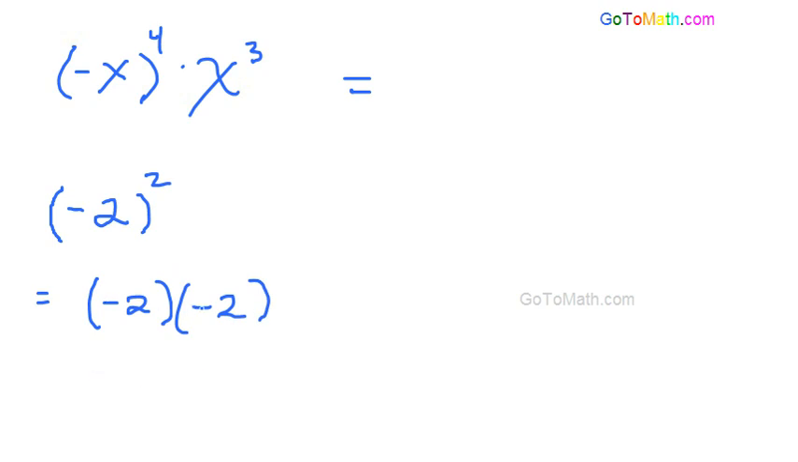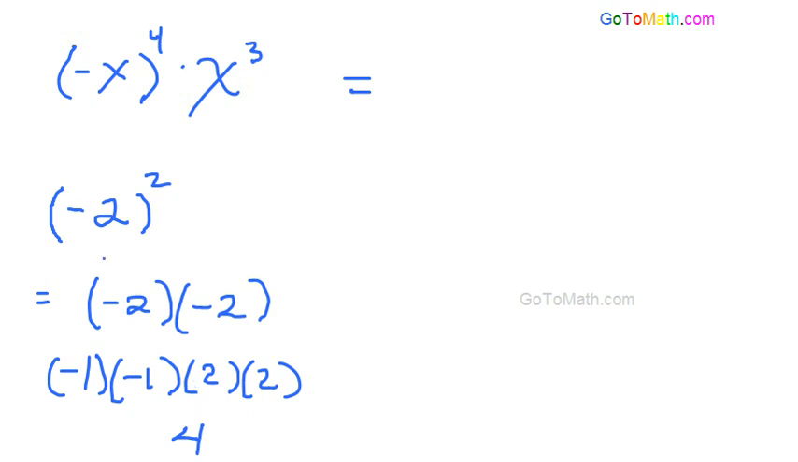And we can always take these negatives. So this is kind of like saying negative 1 times negative 1 and then 2 times 2. But what is a negative times a negative? A negative times a negative is positive. So we just end up with a positive 4.